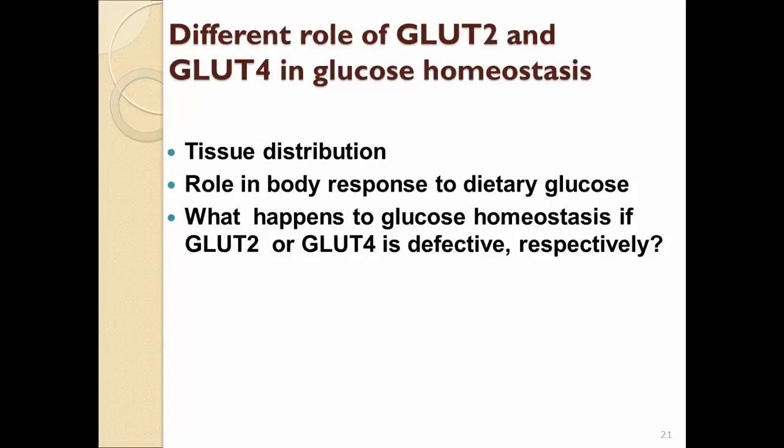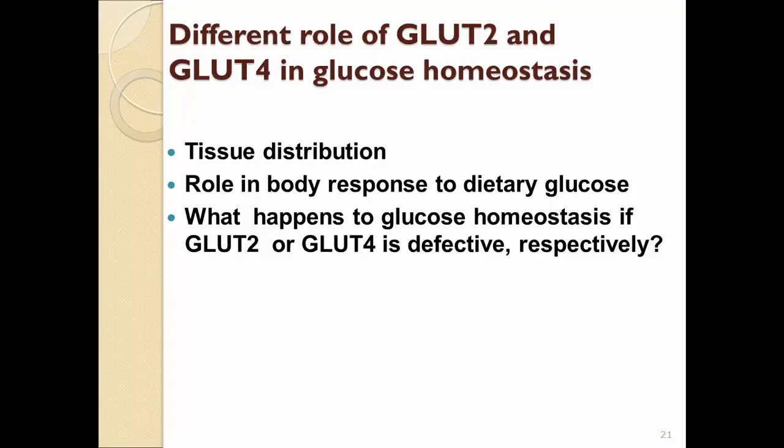And GLUT4 is mainly in the muscle and adipose tissue, and responds to insulin, right, not to glucose. In response to insulin, GLUT4 translocates to the cell surface and takes up glucose from the circulation to reduce the blood glucose levels. And the glucose taken up in these tissues is metabolized.